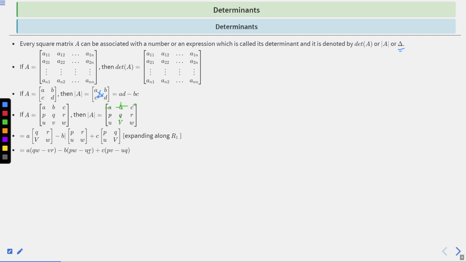Now, let's take C. Now, it was plus minus plus. If we take C with plus, then this column and this row will be covered. So, C, PQ, UV. Right? Now, we can expand A into, now this matrix can be solved, into QW minus VR, right? Minus B into PW minus UR plus C into PV minus UQ.